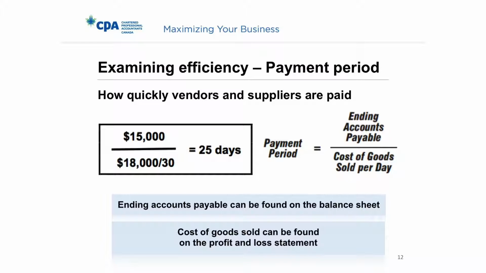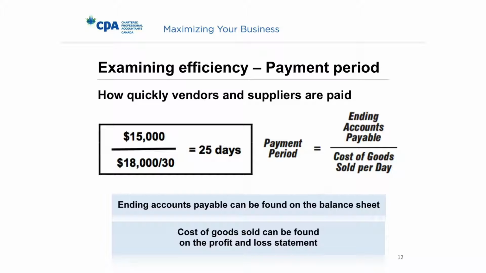The formula for the payment period is accounts payable, found on the balance sheet, divided by cost of goods sold per day. As a reminder, cost of goods sold can be found on the profit and loss statement. To convert it to a per day figure, you'll divide by 30 if found on a monthly profit and loss, and divide by 360 if found on an annual profit and loss statement.